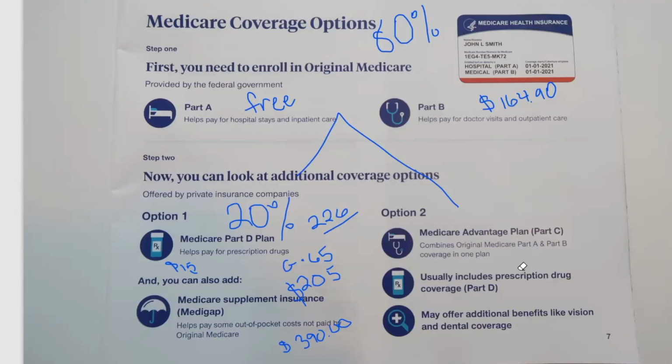Now we're going to talk about option 2, which is your Medicare Advantage plan. Now, with the Medicare Advantage plan, it's not the sister of original Medicare. The Medicare Advantage plan replaces original Medicare. So what that means is that the Medicare Advantage plan takes on your medical risk. So original Medicare pays Medicare Advantage companies to take on your risk.